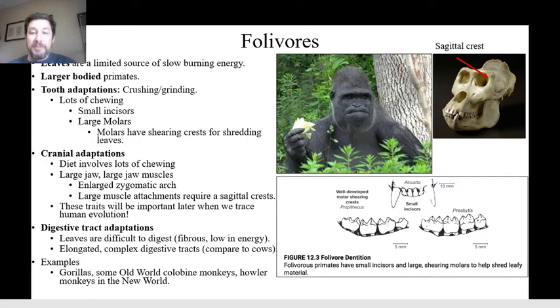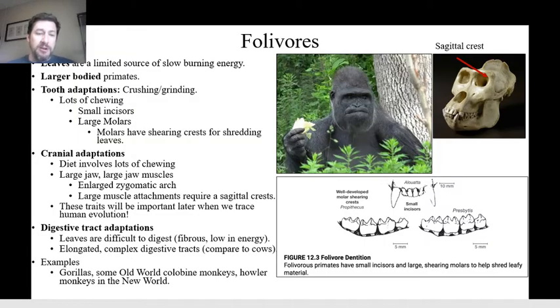And so this is important when we trace human evolution, because we have ancestors that have sagittal crests. They're not as extreme as the ones shown here in the gorilla, but they're very evident when we look at their skulls, and we'll be looking at their skulls in another week or two. And so, by the comparative method, we can tell that those ancestors must have been folivores to an extent that we are not.